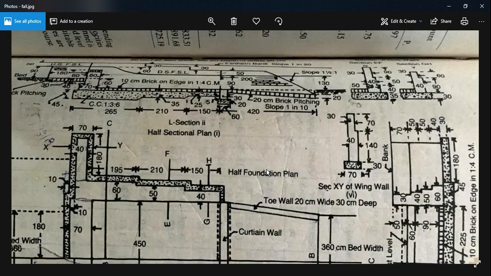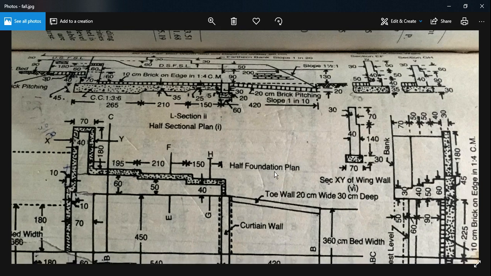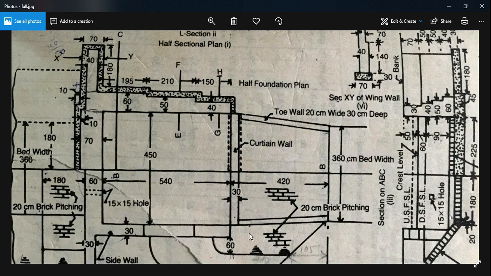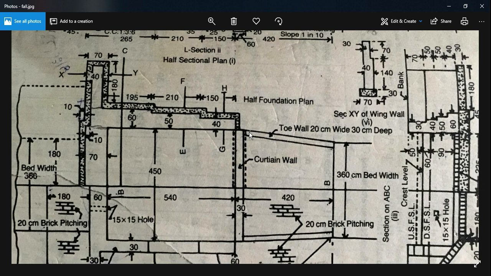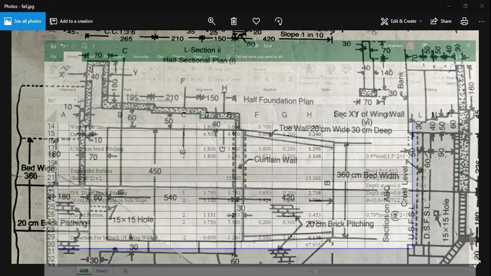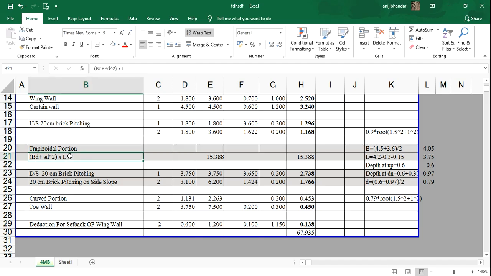So I'll calculate the earthwork in excavation for the trapezoidal portion here, this portion over here, including the toe wall portion, and then later on again calculate for 20 centimeter brick pitching. So first comes the trapezoidal portion. Here we can see, for the trapezoidal portion we know the formula for calculation of volume is equal to (BD plus SD square) times length.